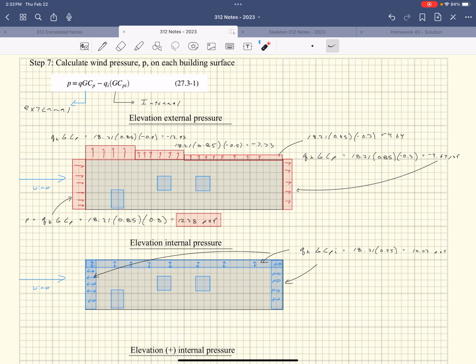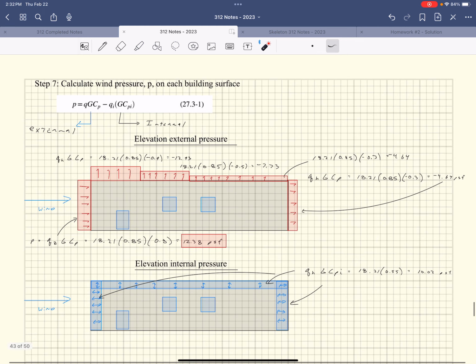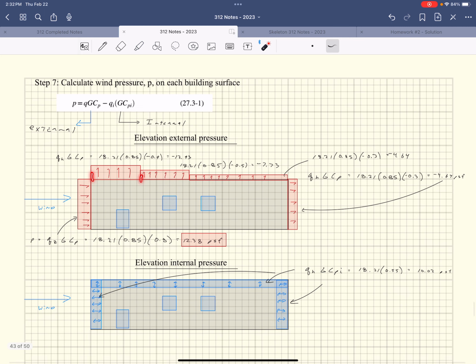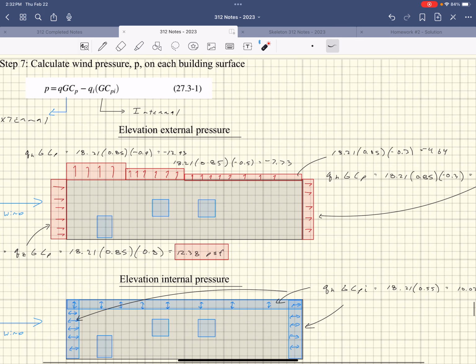Across the top of my structure, this is where it varies as I move across. So this is from 0 to 15 feet, kind of what we had up above. It's going to be negative, so again, it'll be the 18.21. We determined my G to be 0.85 and my CP to be equal to negative 0.9. So I just multiply this by this by this, and I get negative 13.93. So that's over the first 15 feet. That's from 0 to h over 2, and h over 2 to h gets me 15 feet.